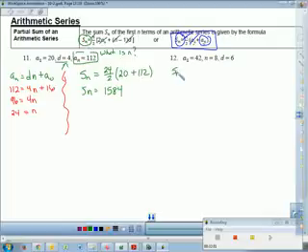So S of n will equal n over 2, 8 over 2, times 2 times the first term. What's the first term? 42, plus the quantity of n minus 1. Can you do that mentally? What's n minus 1? 7. Times d, which is what? Which is what? 6. Brackets closed.